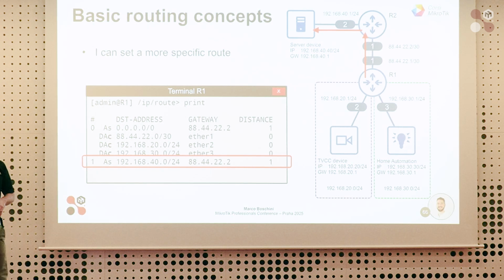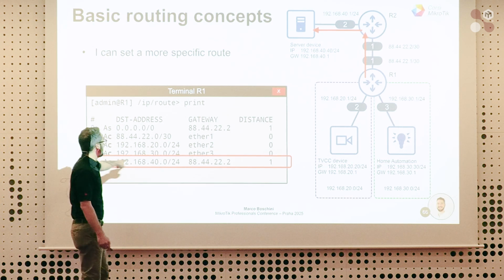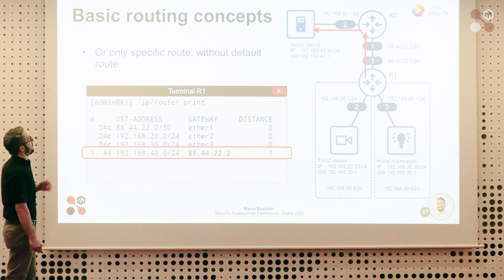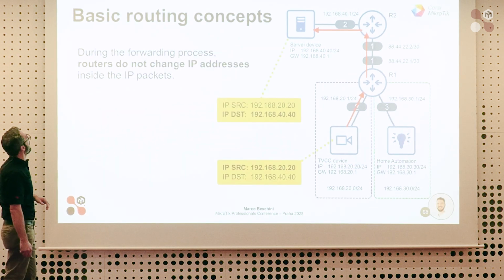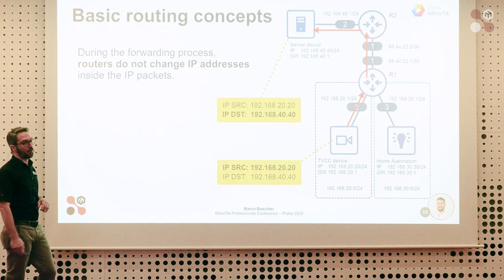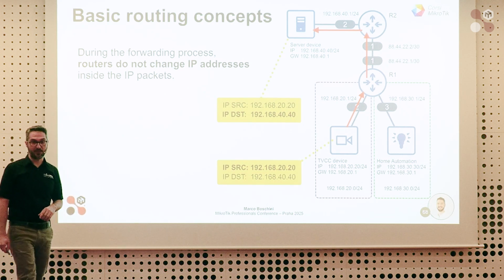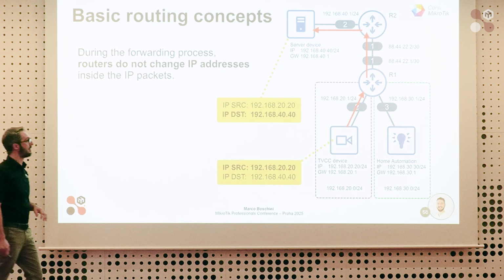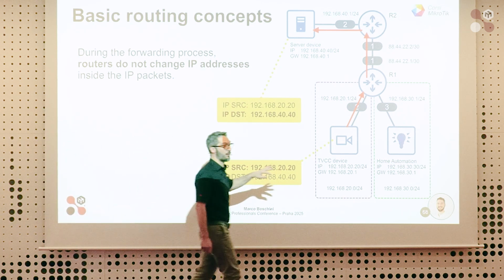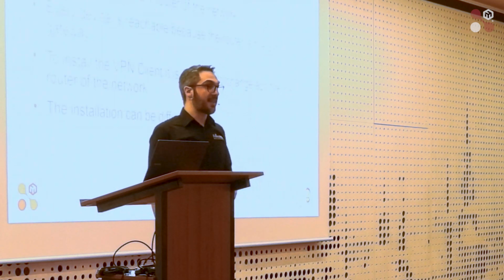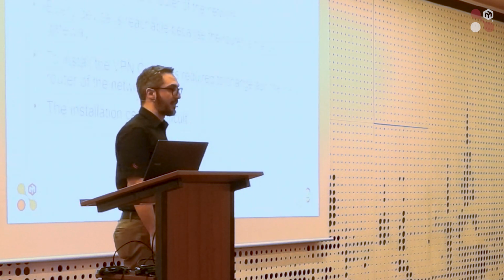You can set a more specific route with a specific destination, or only a specific route without the default route. During the forwarding process, routers do not change IP addresses inside the IP packets. The router only forwards packets. They don't touch the fields inside IP packets. MikroTik has a VPN client as a main router.